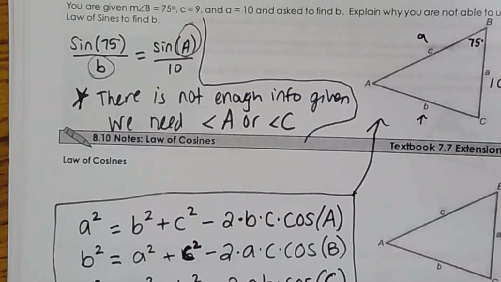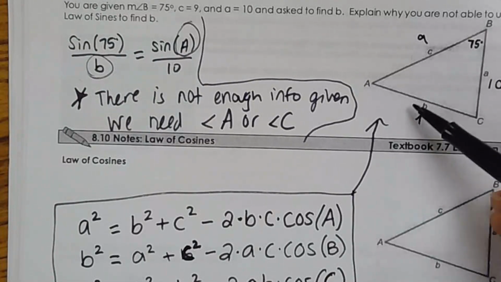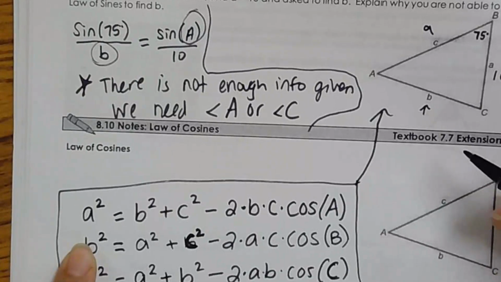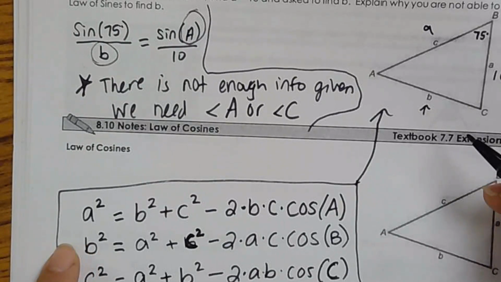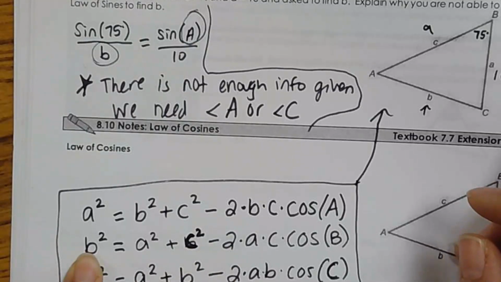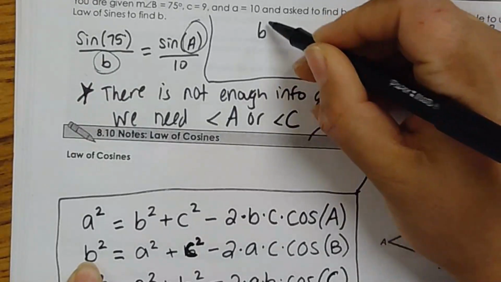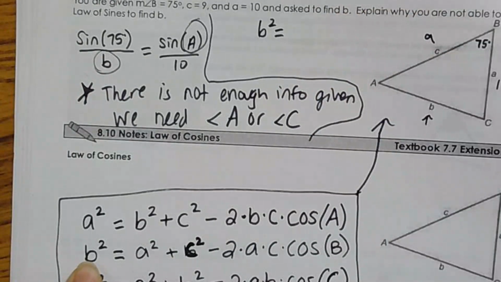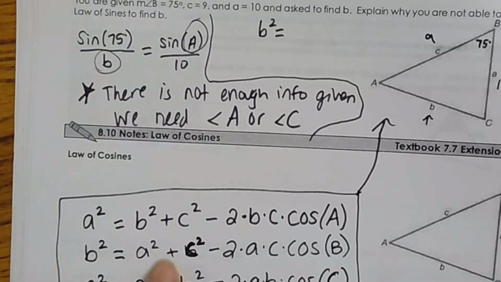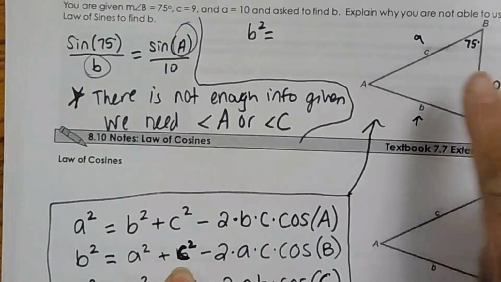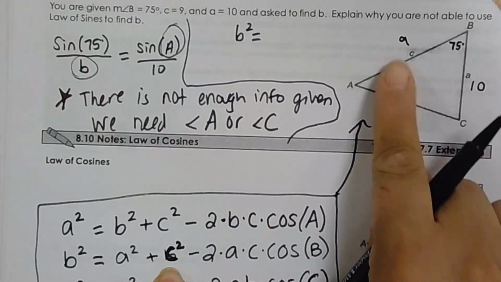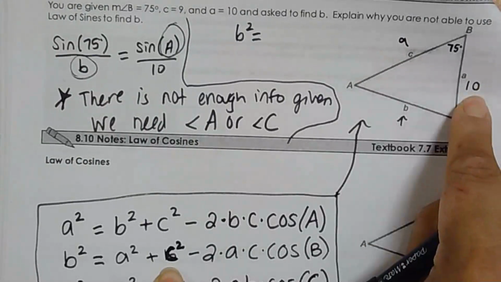So remember, we're looking for lowercase b. If I look at my letters here for my law of cosines, I'm going to use the second equation that deals with lowercase b, b squared. So we're going to write b squared equals, and then anywhere you see the letters A and C, we're going to grab those numbers from our triangle. A is 10 and C is 9.